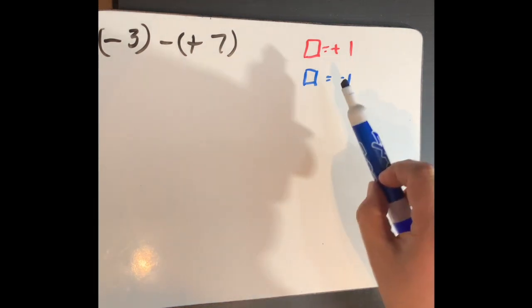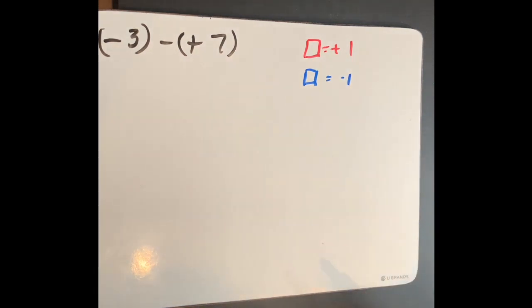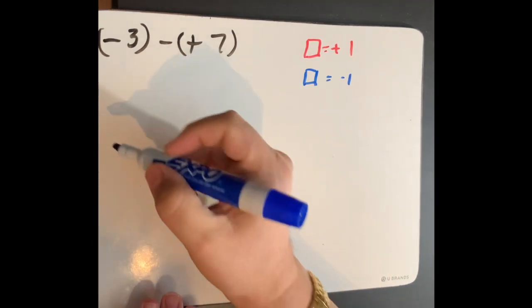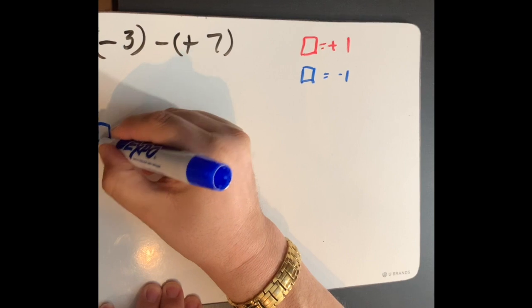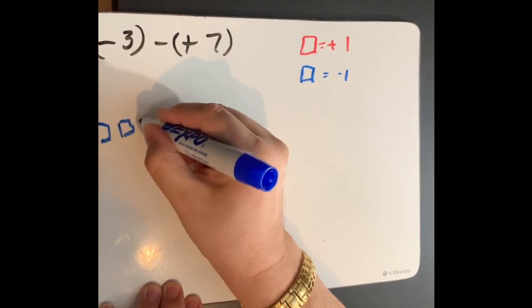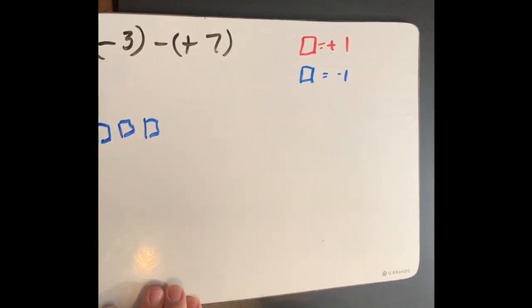So according to our diagram here, you can see that negatives are represented by blue squares. So I will diagram out my -3 blue squares. So -1, -2, -3. This is what I have. I have 3 blue squares. I need to take 7 red squares away, but I don't have any red squares.